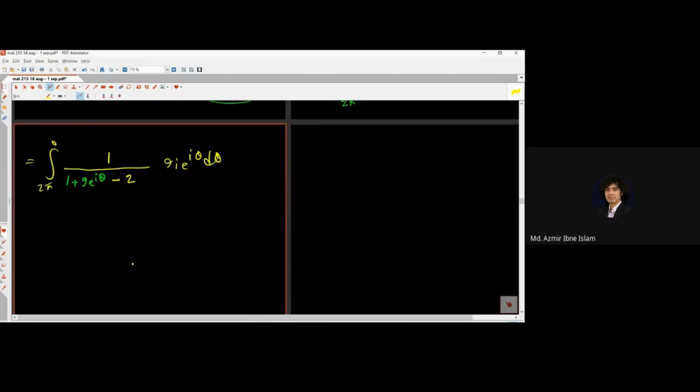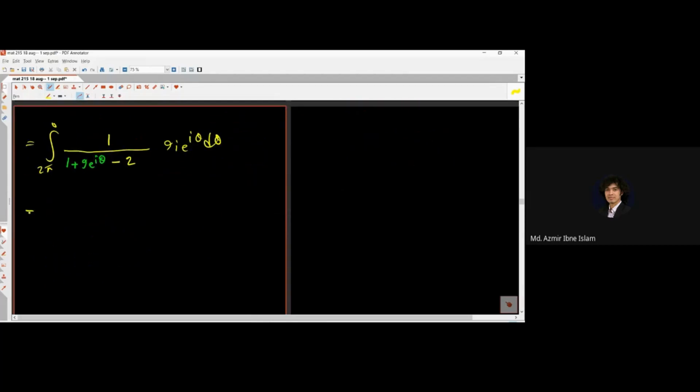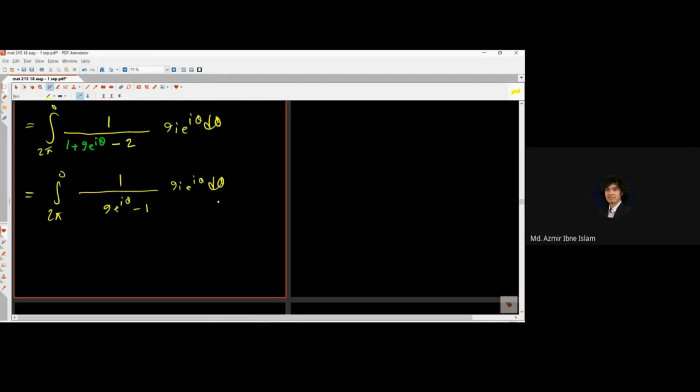So finally, we are done. We just have to simplify this. So integration from 2 pi to 0, we are getting 1 over 9 e to the power i theta minus 1, and here we have 9i e to the power i theta d theta. Here 9i is constant, so we can also write this one before the integral. So 9i.